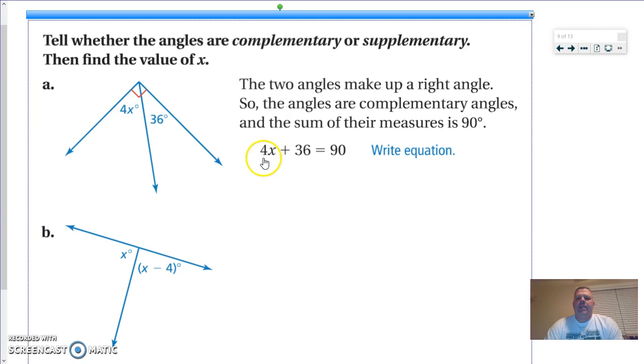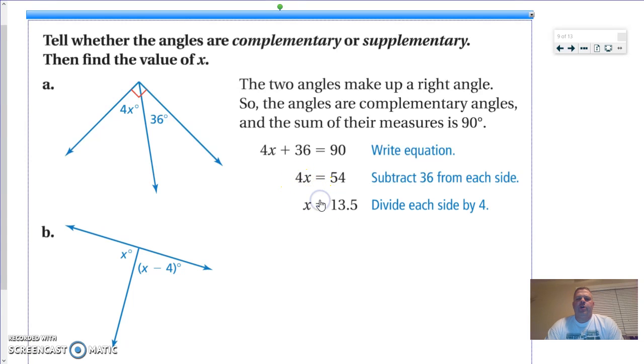Our job is to get the x all by itself, so we are going to subtract 36 from both sides. That gives us 4x equals 54. We then want to get the x by itself, so we divide by 4, which gives us our answer of 13.5. So x is 13.5.